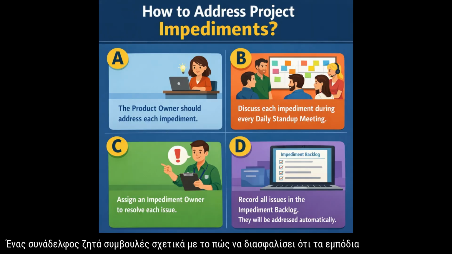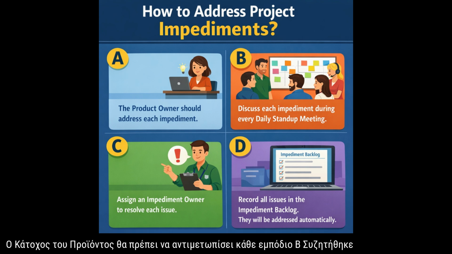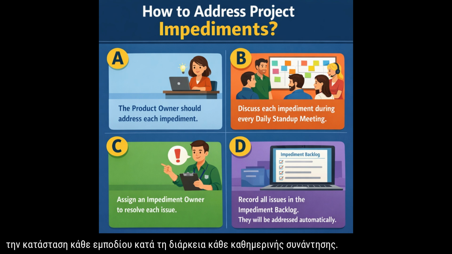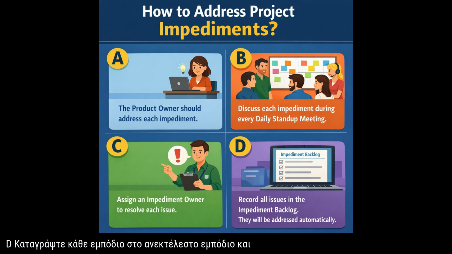A colleague asks for advice on how to ensure that impediments in a project are effectively addressed. What would you recommend? A. The product owner should address each impediment. B. Discuss the status of each impediment during every daily stand-up meeting. C. Assign an impediment owner responsible for resolving each impediment. D. Record every impediment in the impediment backlog, and they will all be addressed automatically.